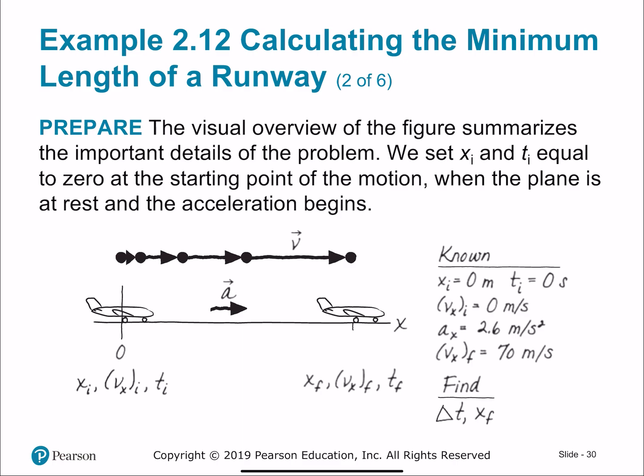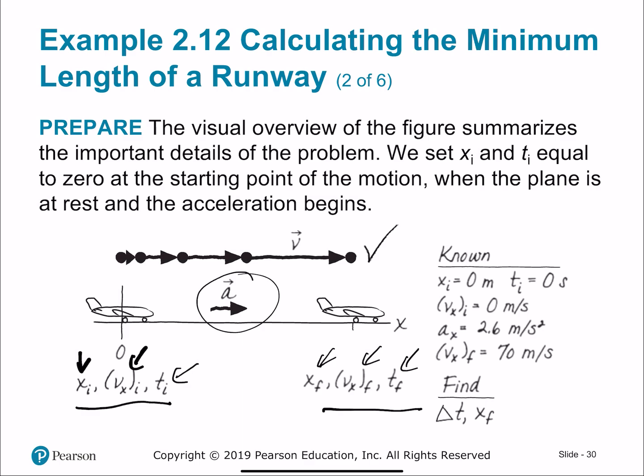So now you would draw a picture. Here you have a pretty good picture, right? So you have initial and final, and then you have things that you know or you want to know. So you have the initial position, initial velocity, initial time, final position, final velocity, and final time. And then you have the acceleration here, right? You can also draw a motion diagram that might help. And then it is good to have a table with what you know and what you need to find.